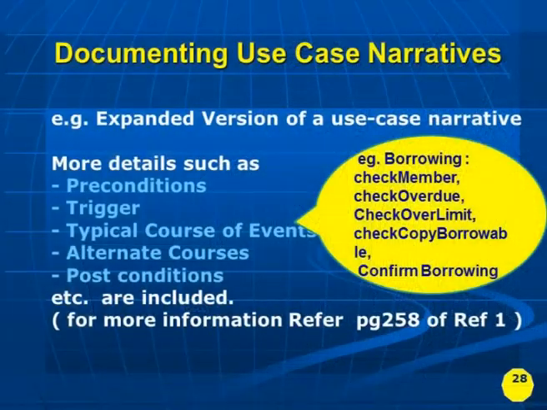Then the typical course of events, like in a library system lending or borrowing scenario, you check the member, whether he's a valid member, check overdue books, over limit, whether he's allowed to borrow, what is the maximum number of books that he's allowed to borrow, and whether he's trying to borrow more than that, you have to check over limit. Then check whether this copy he's trying to borrow is a borrowable copy, and then only you confirm. So you can have all these things in your typical course of events.